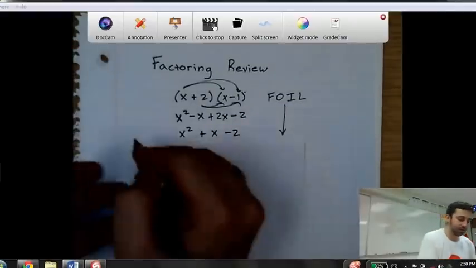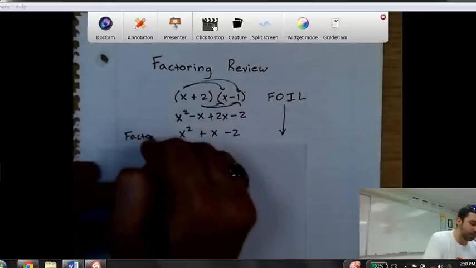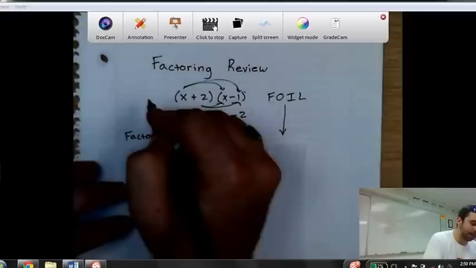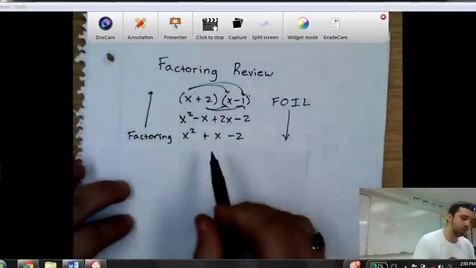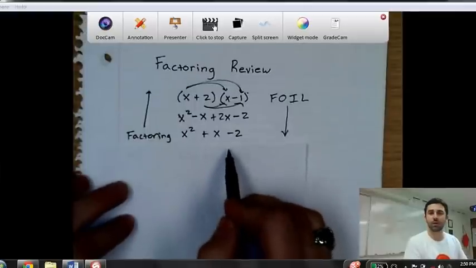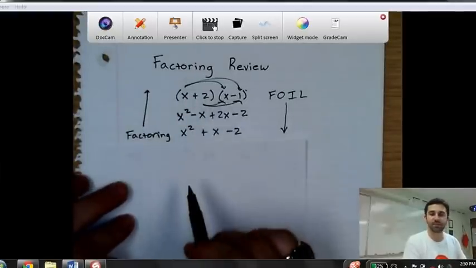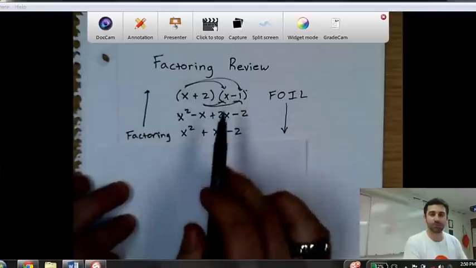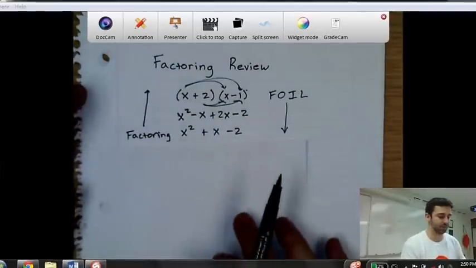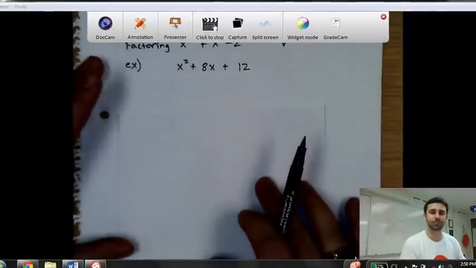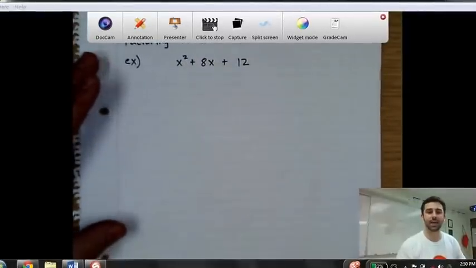Factoring is just the opposite, or the inverse operation, of FOILing. We're going from a FOILed expression and breaking it up so that we can factor it and have it in two factors of the expression. So let's look at an example. x squared plus 8x plus 12.